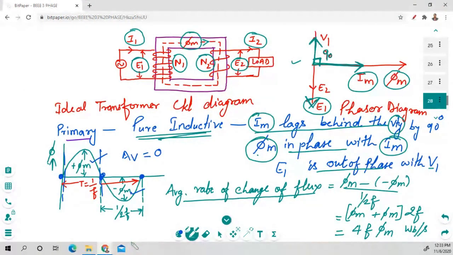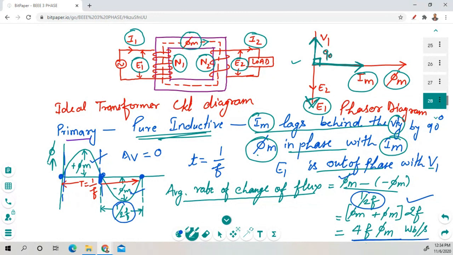For calculating the average, we have to consider the flux, phi m of the positive cycle and minus flux of the negative cycle. Then we have to divide it by 2. Why do we divide by 2? This complete cycle is represented by T. So how to calculate T? T is equal to 1 upon F, so time is equal to 1 upon frequency. So this complete cycle is T. If you cut from the half position, then this T is now 1 by 2F, because this is the half portion. So we use this half here, solve this equation, and find that the average rate of change of flux for one half cycle is 4F phi m. The unit is webers per second.